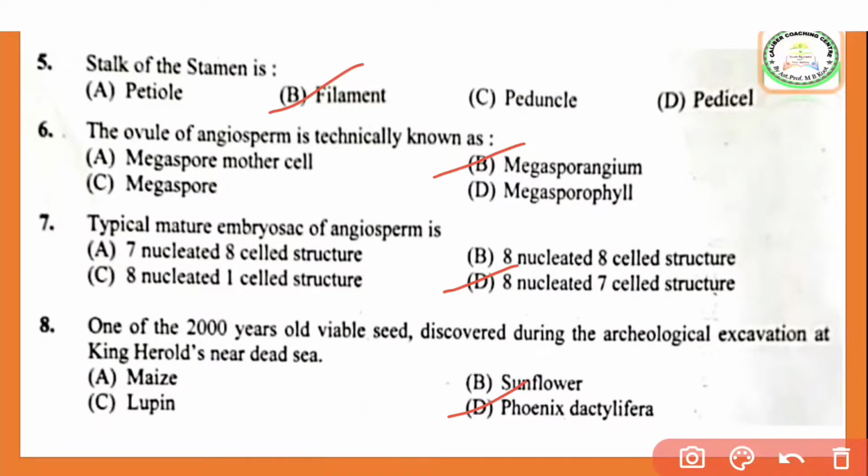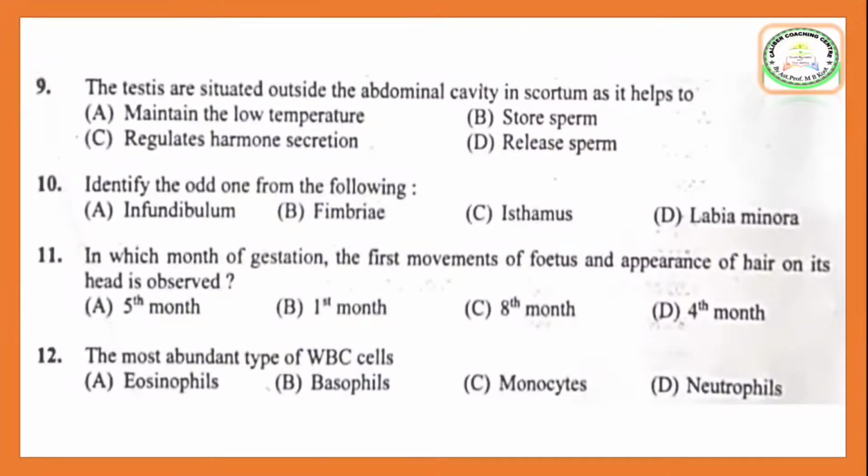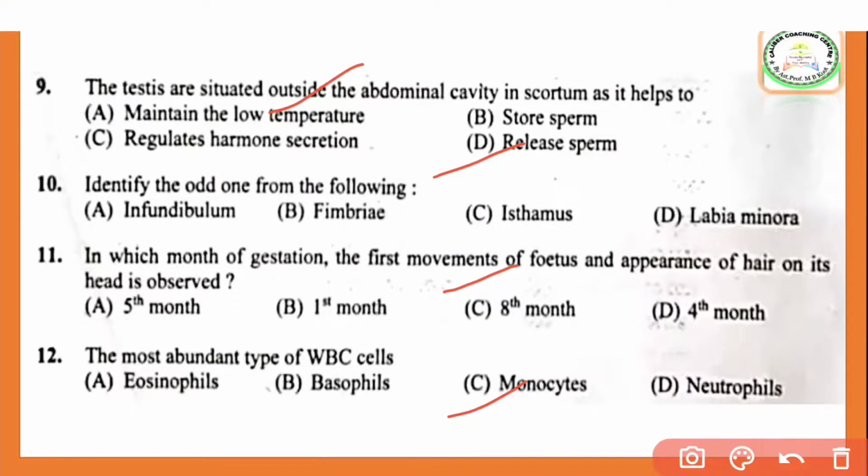We'll move on to question number 9. The testes are situated outside the abdominal cavity in scrotum as it helps to maintain the low temperature, store sperm, regulate the hormone secretion, release sperm. And the answer for this question is maintain low temperature.